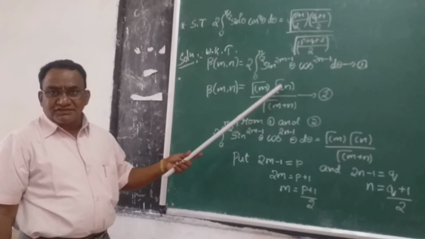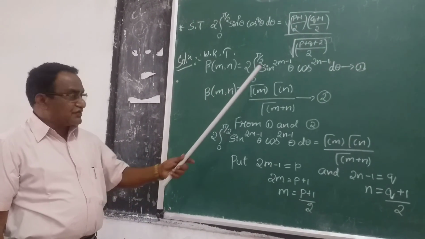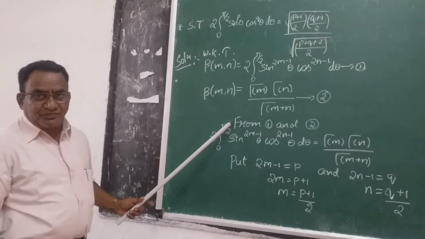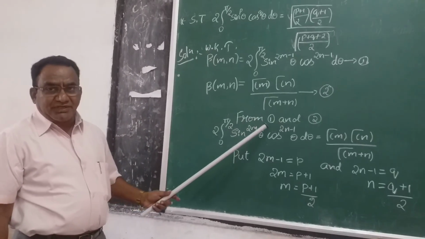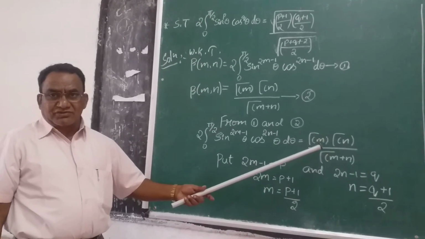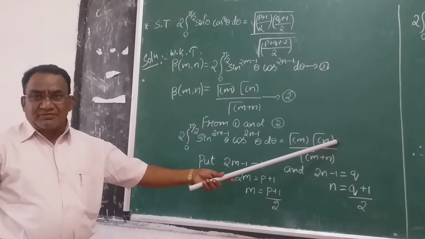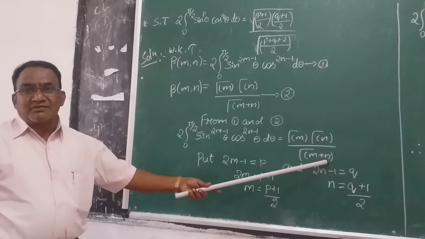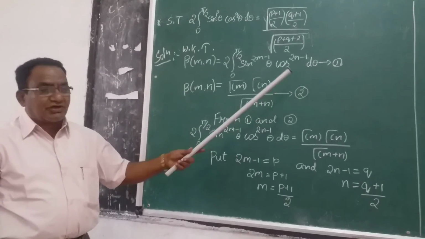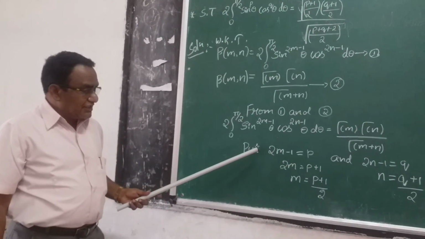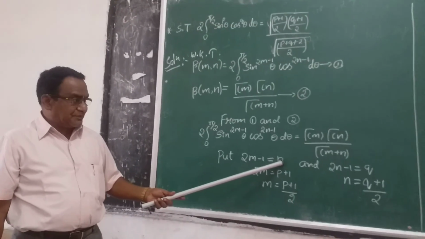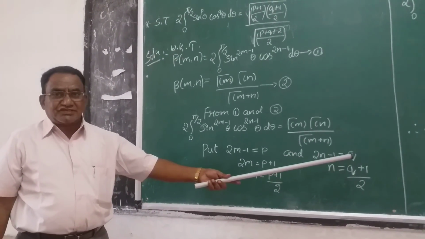Observe these two results. The left hand sides are the same, so let us equate the right hand sides now. 2 times integral from 0 to pi by 2 of sin to the power 2m minus 1 theta into cos to the power 2n minus 1 theta d theta is equal to gamma m into gamma n divided by gamma of (m plus n). Just by equating the right hand sides of results 1 and 2, we get this. And in this result, you make use of this substitution. Put 2m minus 1 equal to p and 2n minus 1 equal to q.